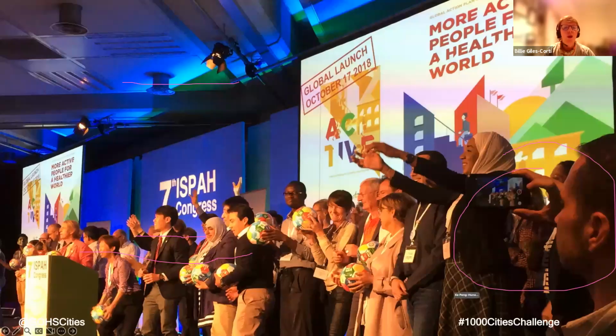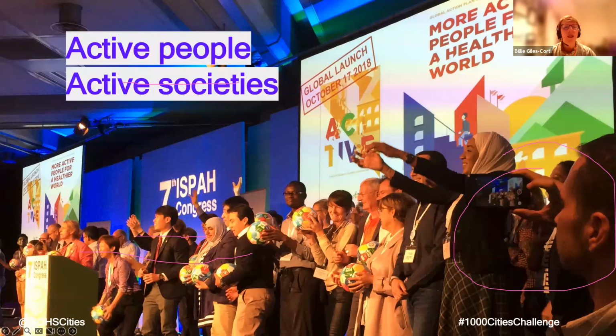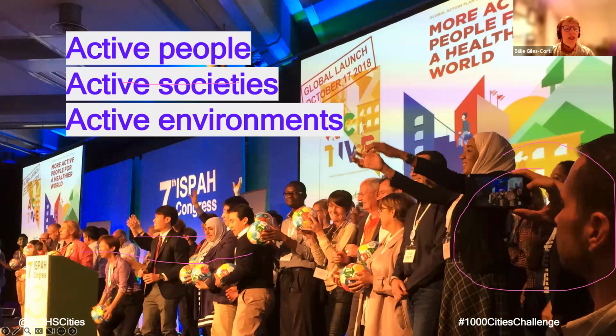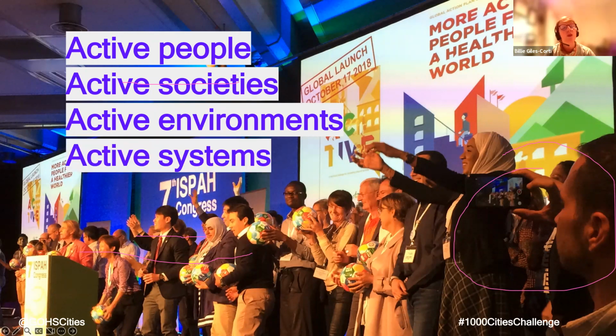This Lancet series was launched, or the work that was going to go into the Lancet series, when we were at the same conference where the WHO global action plan was launched, the More Active People for a Healthier World, which outlined the strategy about what needed to happen. First of all, that there needed to be active people and active societies, and the way to achieve that was through active environments and to look at active systems.